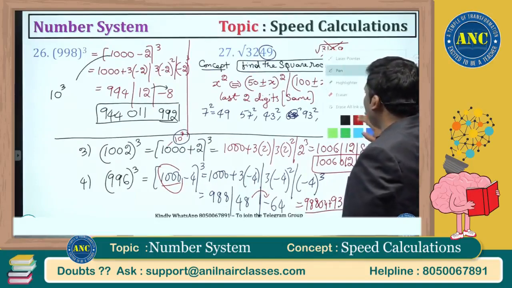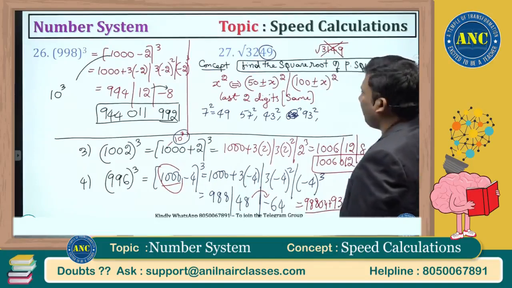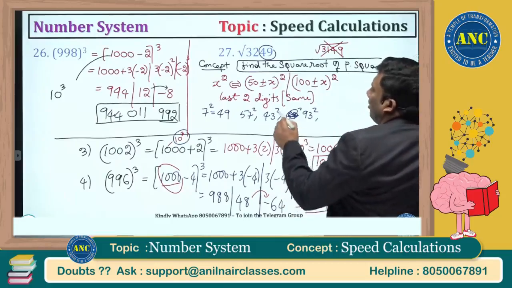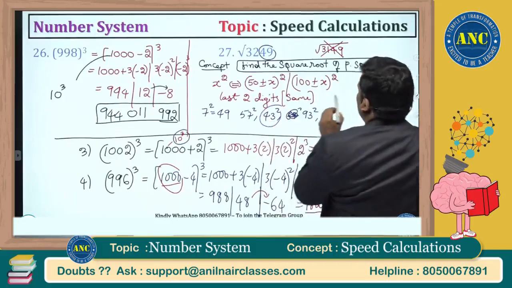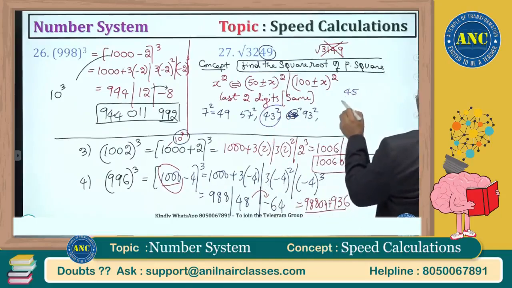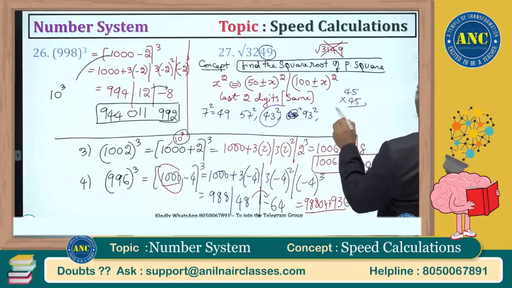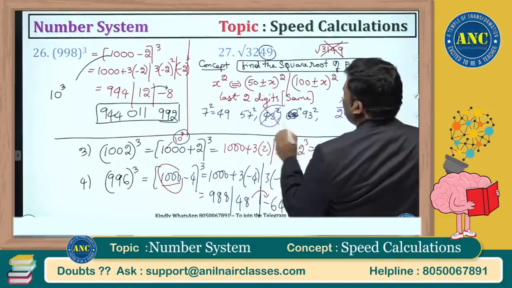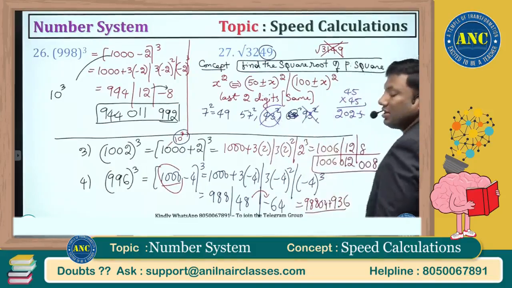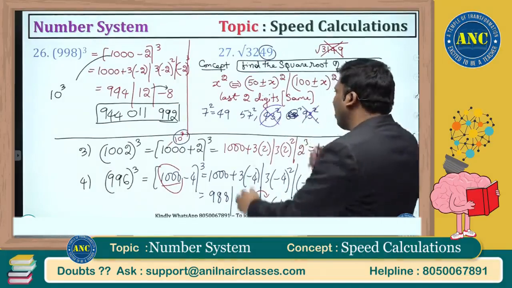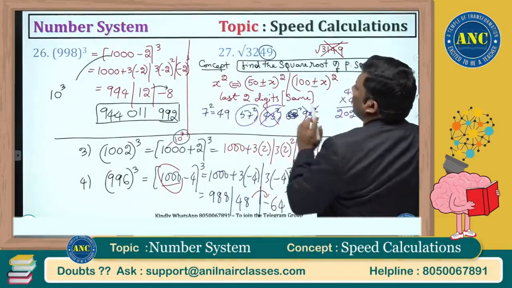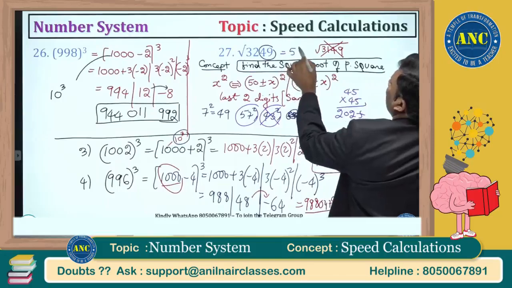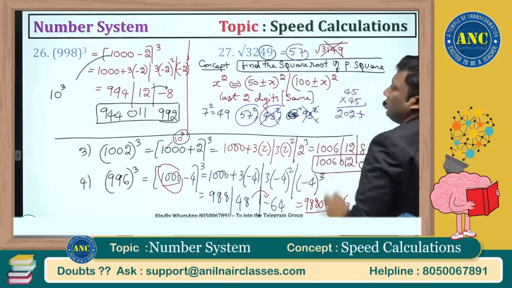How will we get this answer? Now see here. 43 square is less than 45 square. 45 into 45 is 2025. It cannot be the answer. 93 square is greater than 90 square. It cannot be the answer. So the answer for this question is 57.